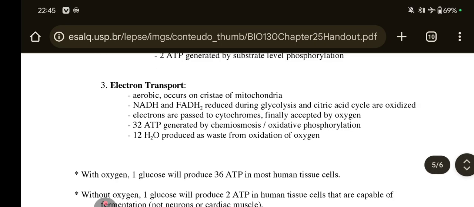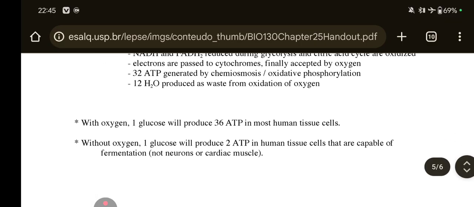Electron transport: aerobic, occurs on the crests of mitochondria. NADH and FADH2 reduced during glycolysis and the citric acid cycle are oxidized. 32 ATP are generated by chemiosmosis, oxidative phosphorylation. 12 H2O are produced as waste from the reduction of oxygen. Electrons are passed to cytochromes, finally accepted by oxygen.